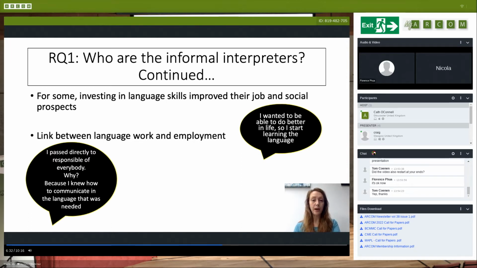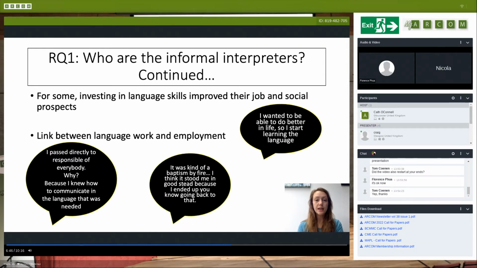Similarly, a British man working in construction in Germany, who had informal interpreting experience there, then moved on to become a language teacher and finally a professional interpreter here in the UK. Of the informal interpreting experience, he said, "It was kind of a baptism by fire. I think it stood me in good stead because I ended up going back to that."